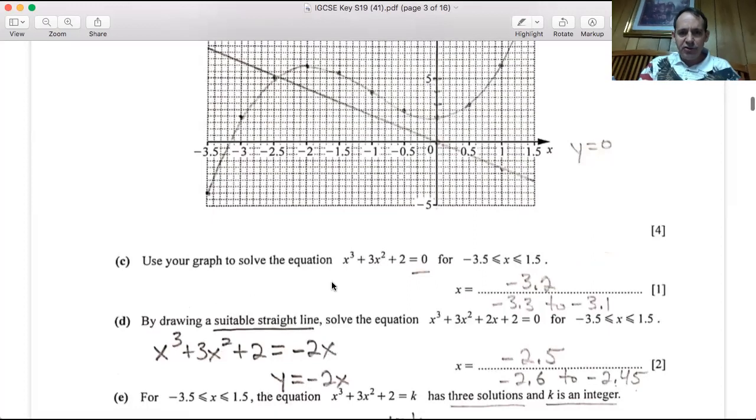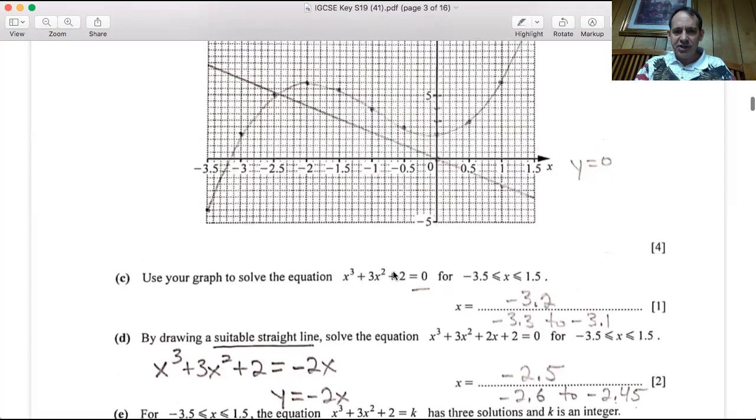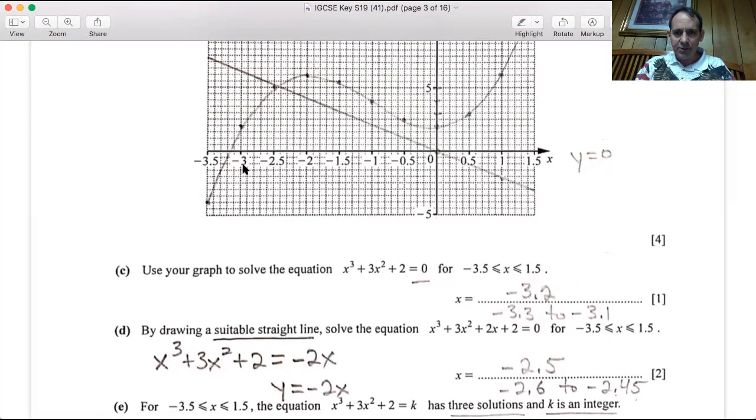Then you're going to use your graph to solve for where this that you just graphed equals 0. In other words, where does it cross the x-axis? The x-axis is the y equals 0. So your graph is the x cubed plus 3x squared plus 2. The x-axis is the y equals 0.